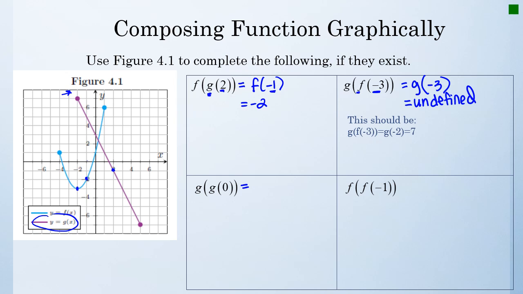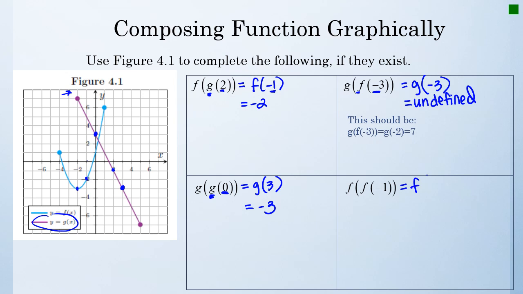Okay, let's look at g of g of 0. So this means go to g, input 0, what gets outputted? So again, g is purple. So when x is 0, we're right here, so our y value is 3. Now I go back to g, figure out when x is 3, what's y? So when x is 3, your y value is -3.